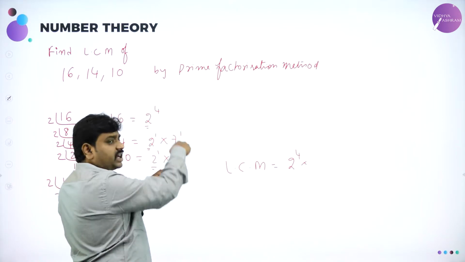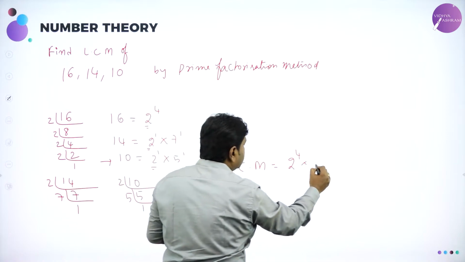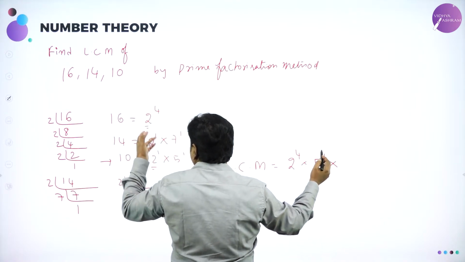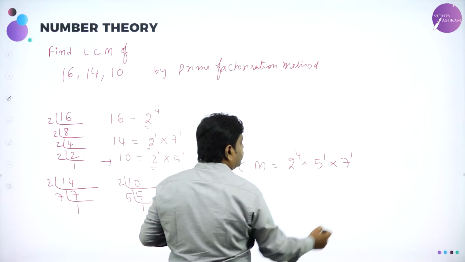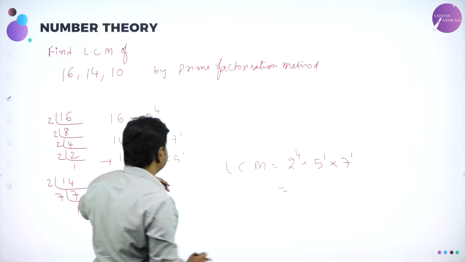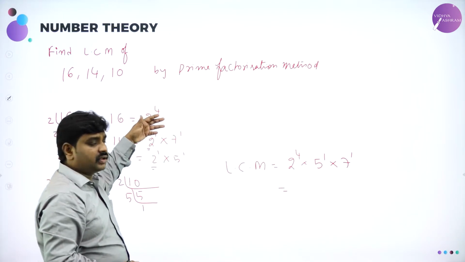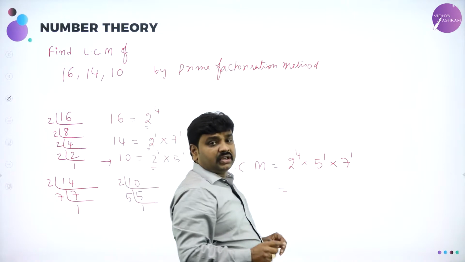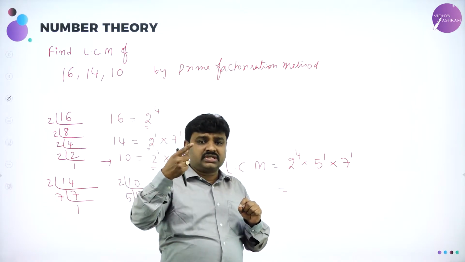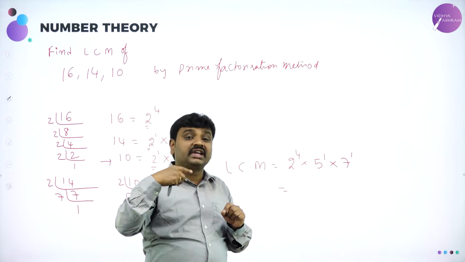And 5 power 1 is the highest among all three numbers. The next is 7. 7 occurs as 7 power 1 because 7 is not available anywhere else, so 7 power 1 itself. If any factor occurs more than once, you have to select that with the highest power.